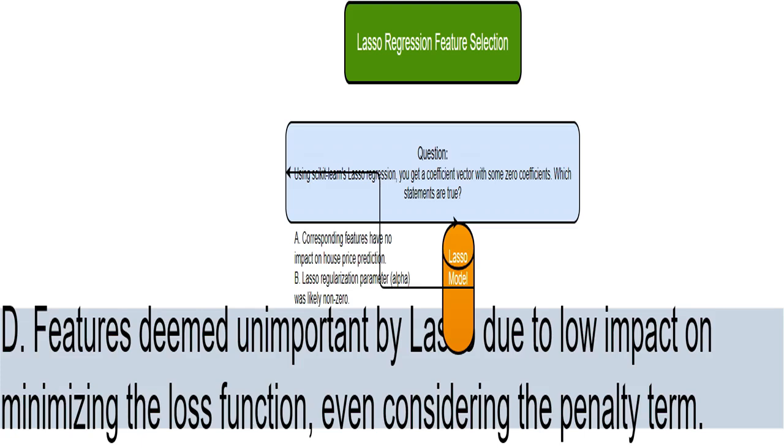This is absolutely correct. Because Lasso aims to minimize the error in its predictions while keeping the model simple, it will discard features that don't significantly improve the accuracy, even if they're included. It's like deciding if a new ingredient is worth adding to your recipe. If it doesn't improve the taste significantly, you'll leave it out. The penalty term, alpha, controls how strongly the model prioritizes simplicity.